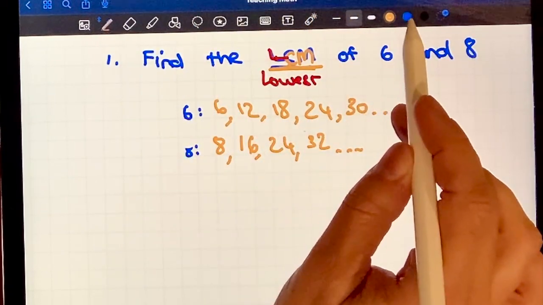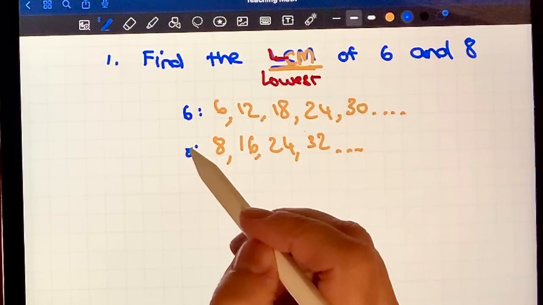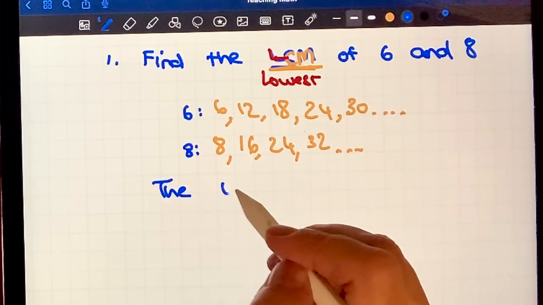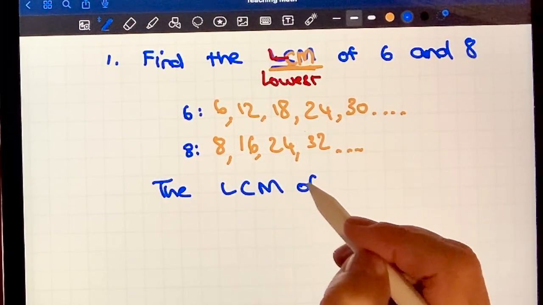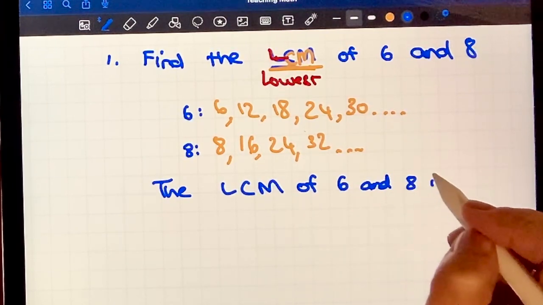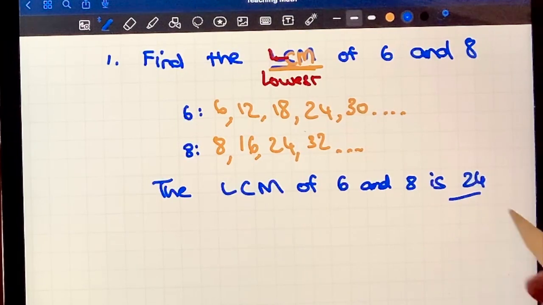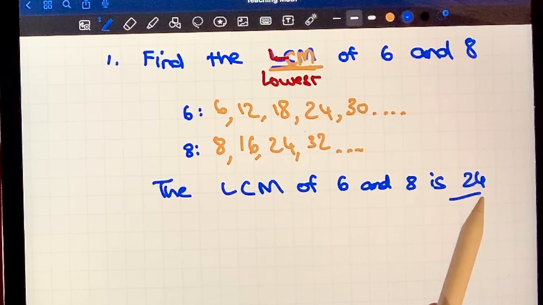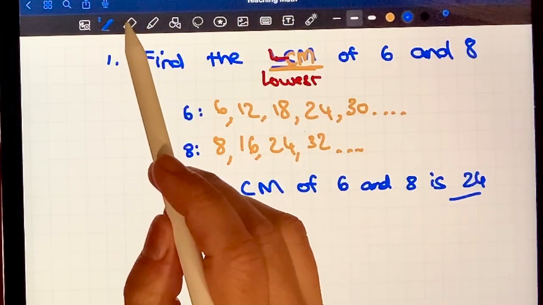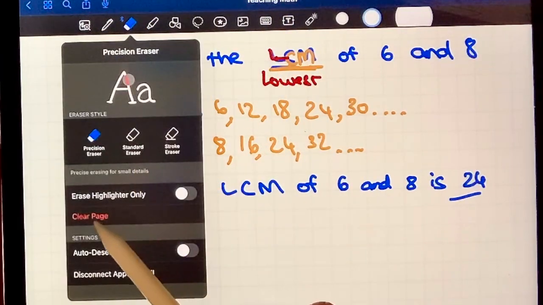So to answer my question, the LCM of 6 and 8 is 24. It is the lowest multiple that is common to both of them. Great. Let's now clear the page and move on to example number 2.